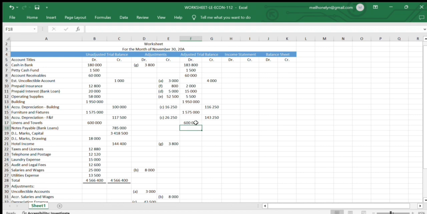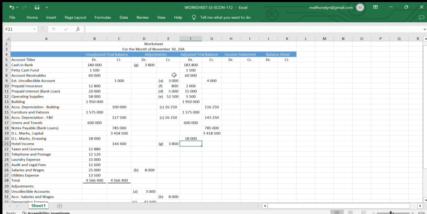Next is the notes payable. It will also remain as is, only that it will be plotted on the credit side. Next one is the DL Marks capital. It will also remain as is and be plotted on the credit side as well. Next one is the DL Marks drawing. It will be plotted on the debit side of the adjusted trial balance, and it will remain as is since there are no adjustments that have been made.